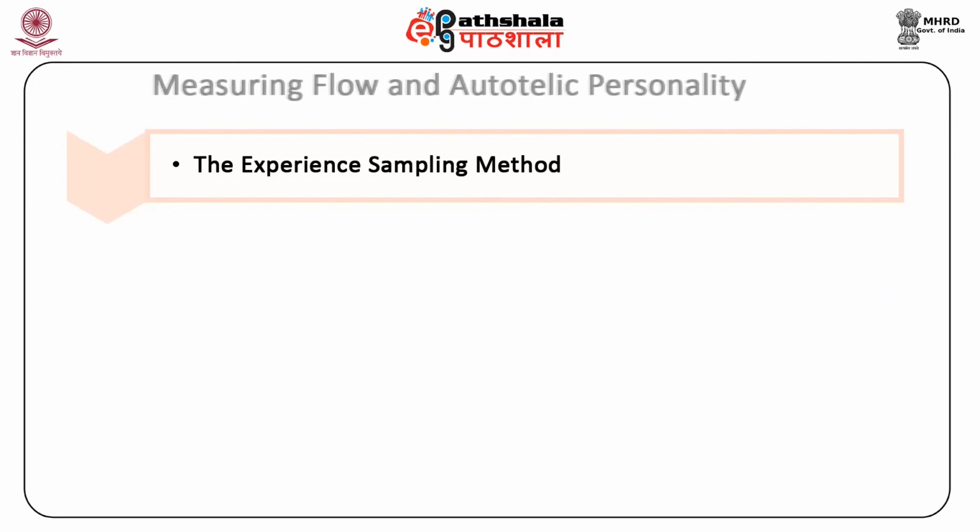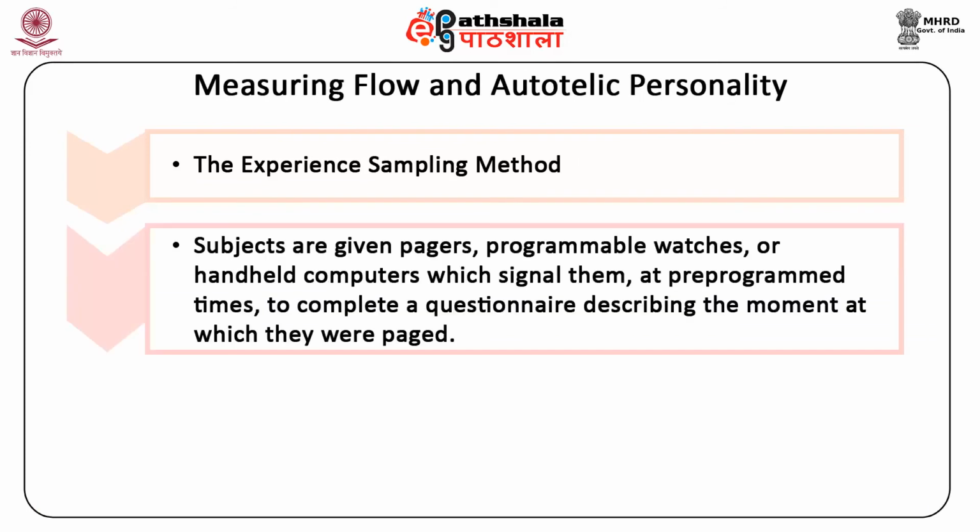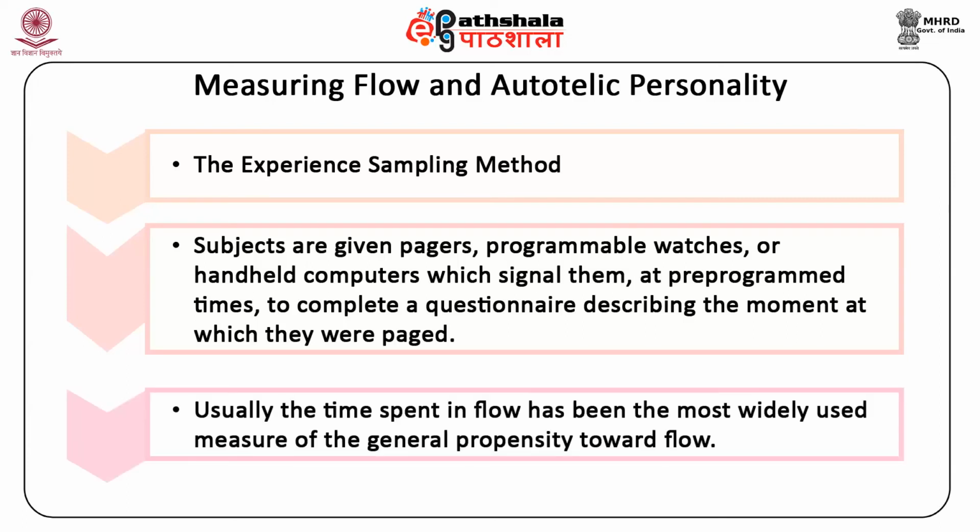The experience sampling method. Subjects are given pagers, programmable watches, or handheld computers which signal them at pre-programmed times to complete a questionnaire describing the moment at which they were paged. Usually, the time spent in flow has been the most widely used measure of the general propensity towards flow.